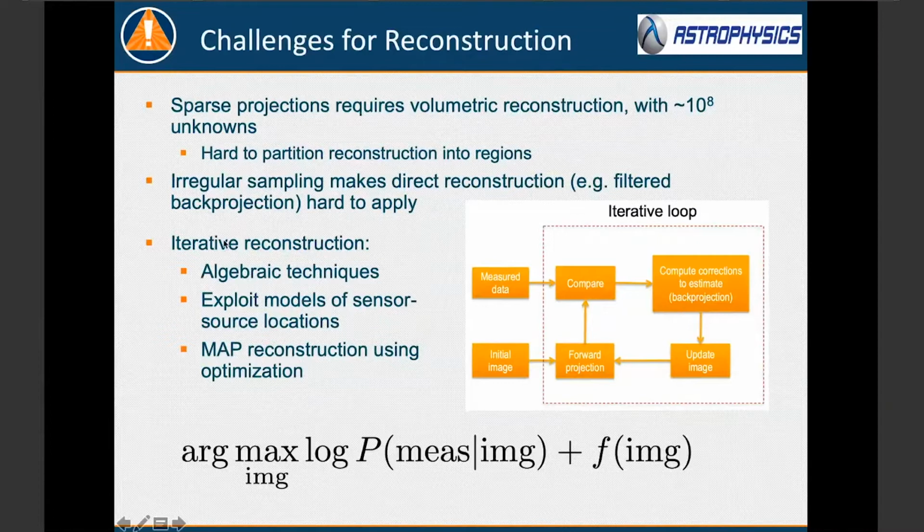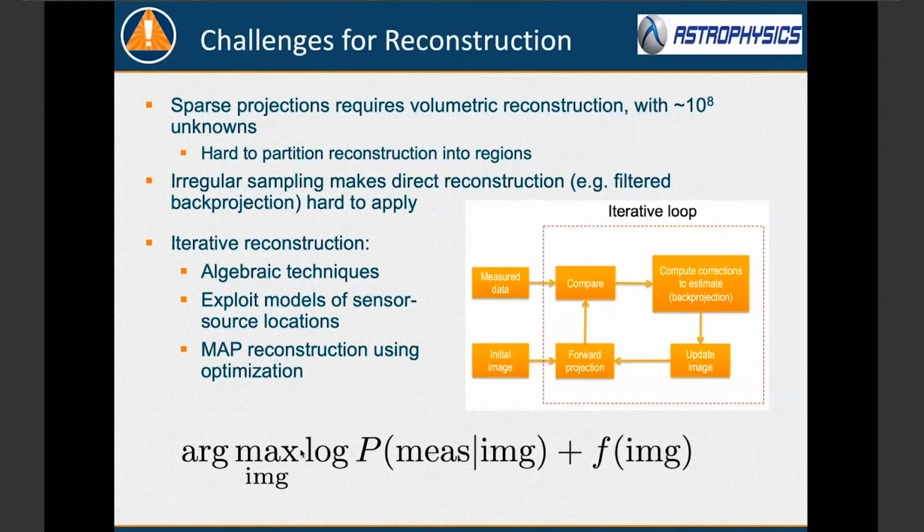So we quickly tried to explore algebraic techniques for iterative reconstruction that exploited the models of where the sensor and the source were being located. Without going into great detail, a lot of the iterative reconstruction techniques are posed as what we call maximum a posteriori reconstruction, using some form of regularization technique that we see here, and something that relates to the distribution of the measurements given a hypothetical image that we were trying to invert. And we were posing it as an optimization problem. Of course, this is just the beginning of the problem.